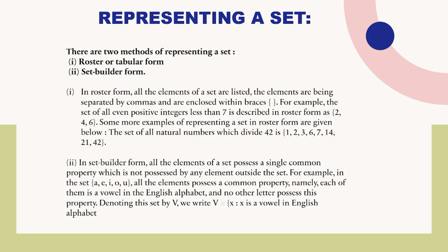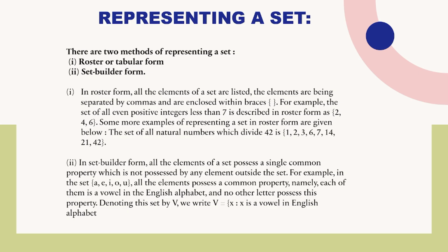We understand from the statement that they are listed, meaning they will be in curly braces, and each element will be separated by a comma. Let's discuss the set of all even positive integers less than 7. Described in roster form, it is 2, 4 and 6. Why? Because only those three elements are even positive integers less than 7.